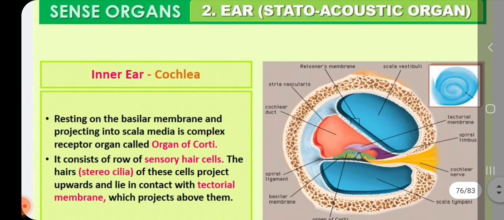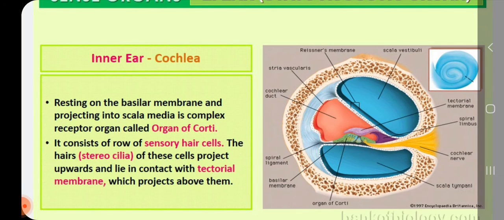Okay, so the next part with respect to the inner ear is called the cochlea, where the cochlea is considered a coiled structure.